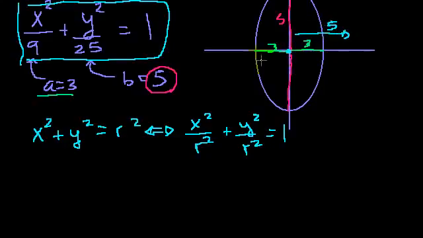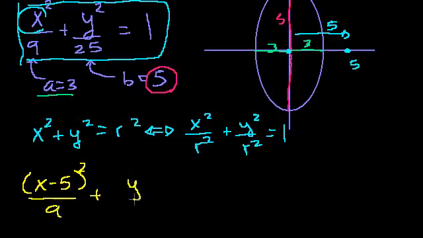So instead of the origin being at x is equal to 0, the origin will now be at x is equal to 5. So a way to think about that is, what does this term have to be so that at 5, this term ends up being 0? Well, I'll actually draw it for you because I think that might be confusing. So if we shift that over to the right by 5, the new equation of this ellipse will be x minus 5 squared over 9 plus y squared over 25 is equal to 1.